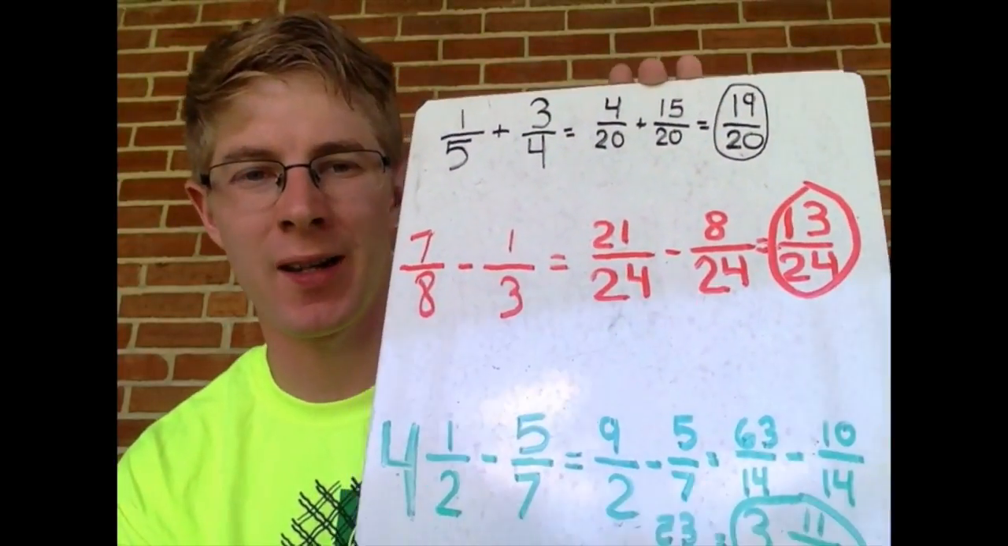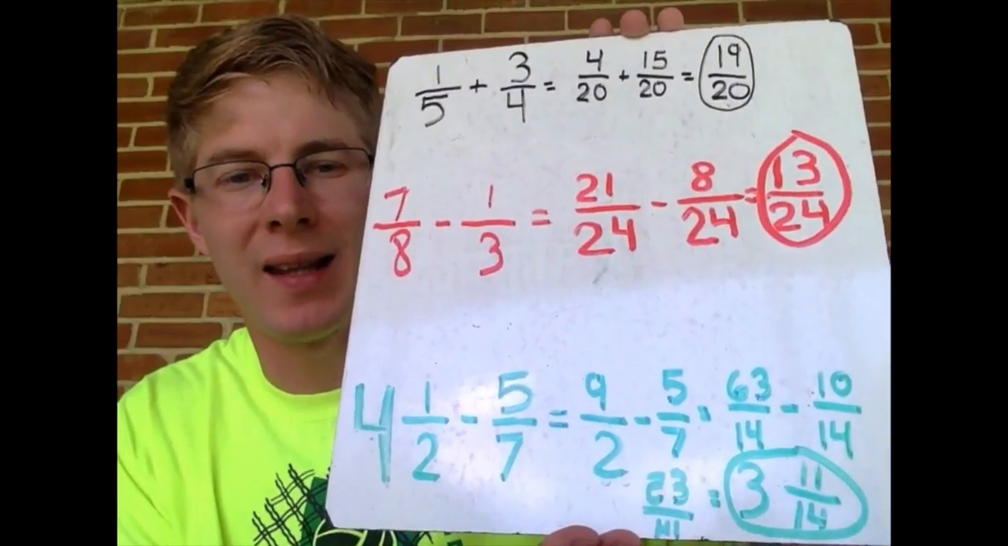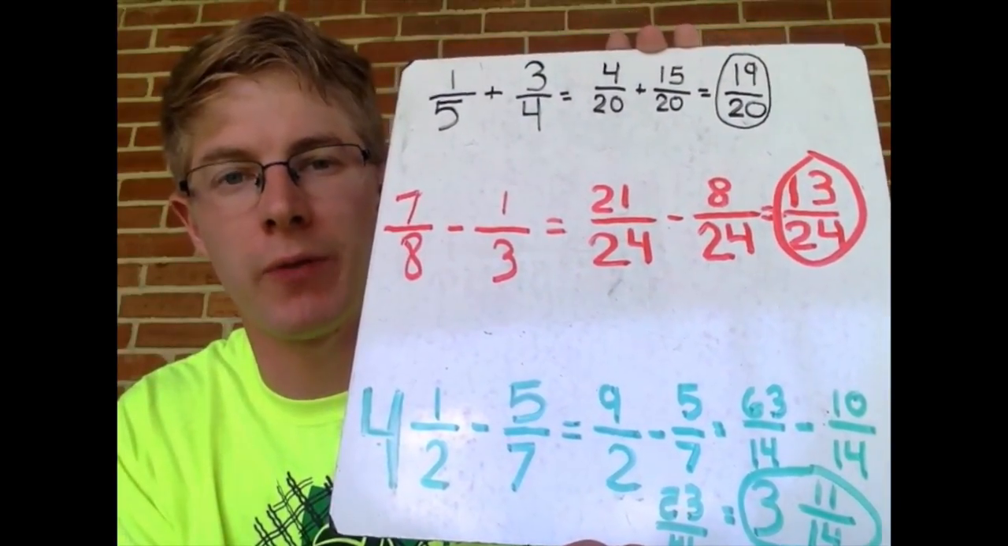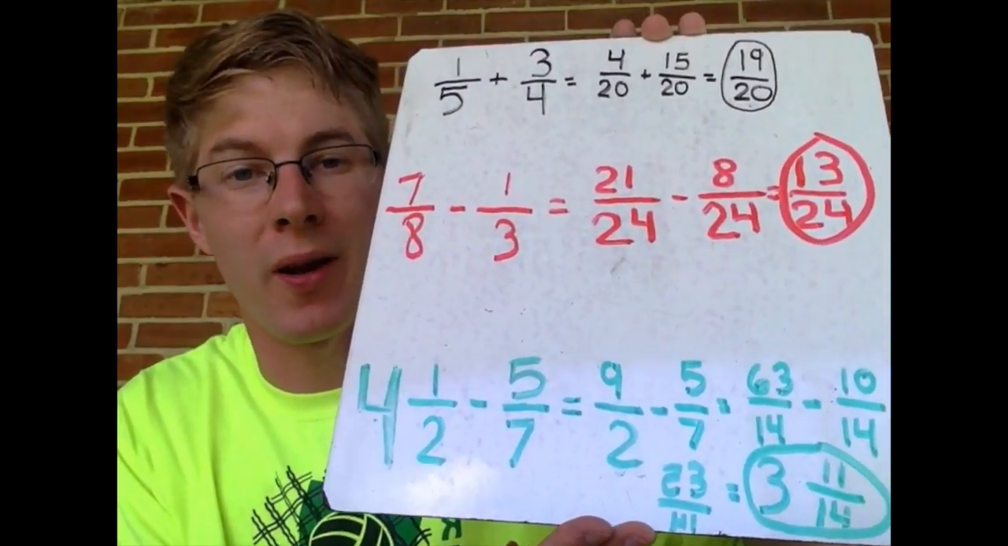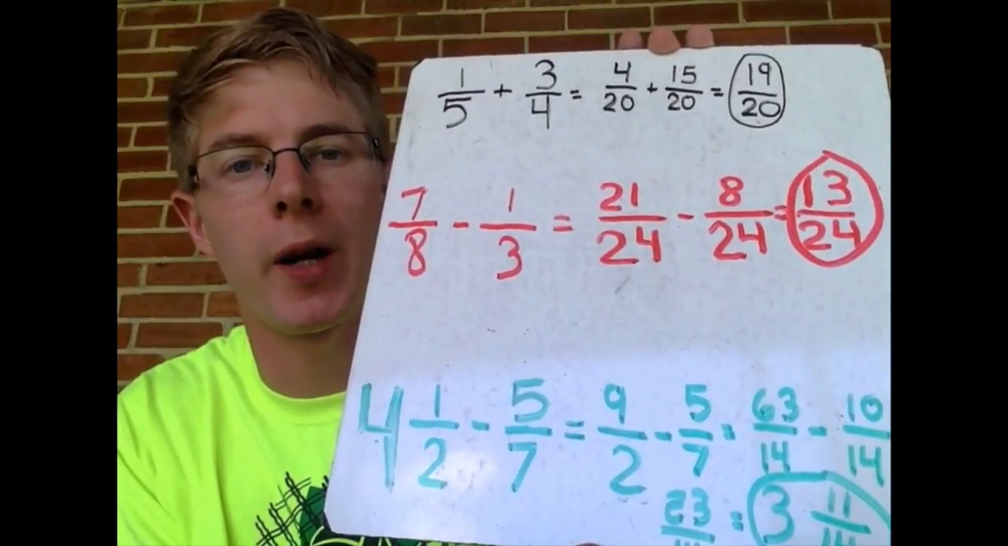Alright, so at this point, here are your answers. For the first one, it's 19 over 20. Second one is 13 over 24. And then the last one, when you subtract those, you're going to get 3 and 11/14 when you convert that back to a mixed number. As you can see, I showed all work, so if you have any questions, you can just look through it and see where you went wrong and hopefully be able to recognize your mistake.